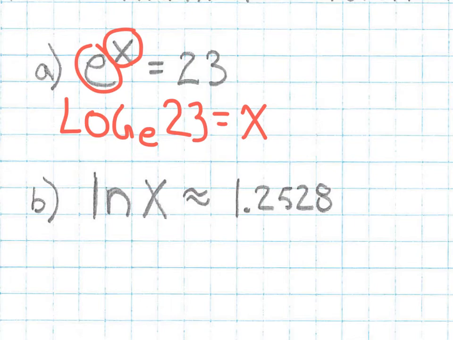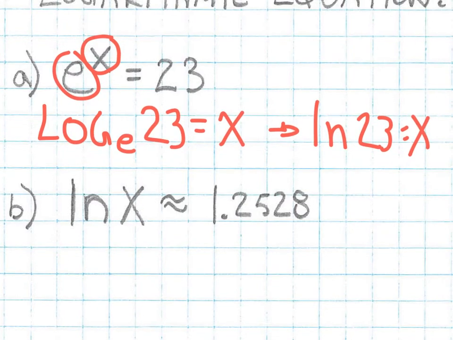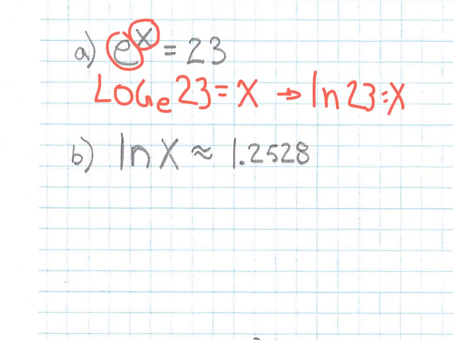Now, what do we say about log base e? It is typically written as just natural log of 23 equals x. Natural log of 23 equals x.